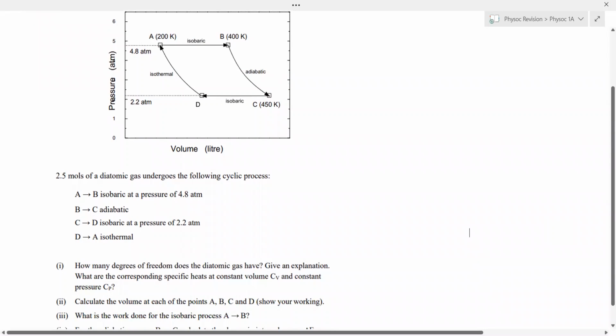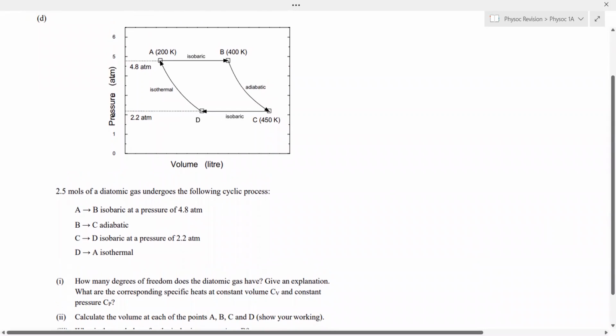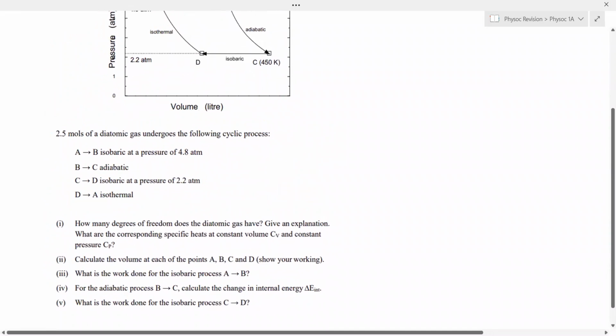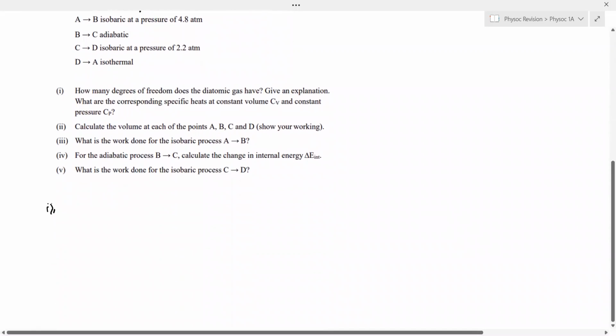And they've given us the process here. They've told us it's 2.5 moles of a diatomic gas, and it goes through the cycle. So first question, how many degrees of freedom does the diatomic gas have? And give an explanation, what are the corresponding specific heat constants for constant volume and constant pressure? All right, part I. So degrees of freedom, basically the only information we need is that it's a diatomic gas. So diatomic gas is going to have F is equal to 5.